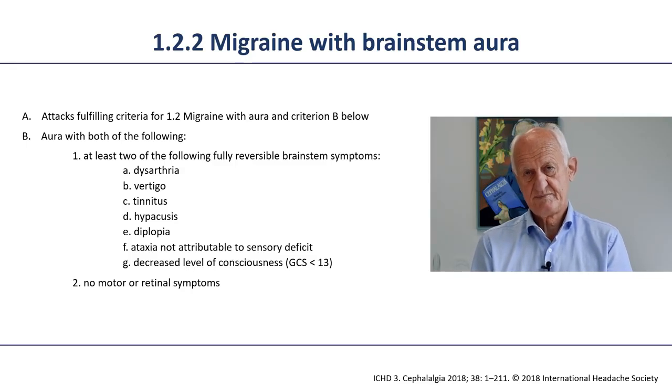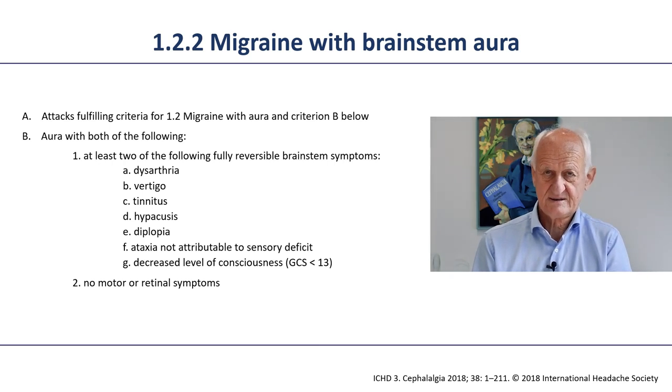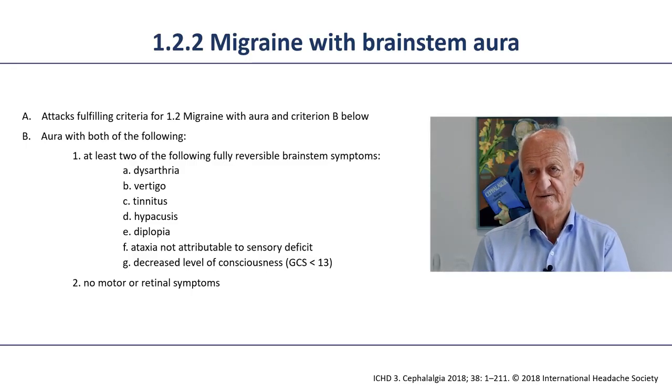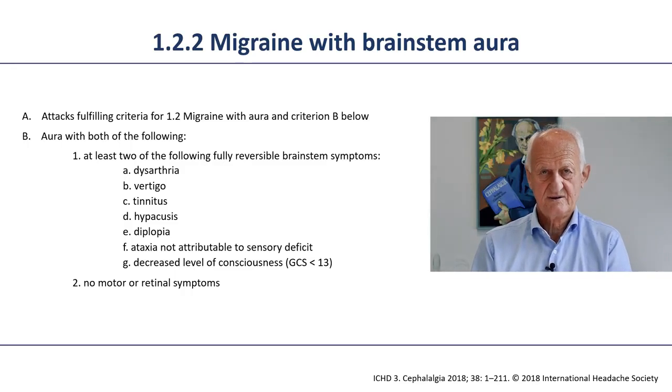But the recent paper made it likely that it does exist as an entity. But at the same time, there are many studies showing that the criteria shown here are too open. So at least when patients are diagnosed by interviewers, there are far too many who fulfill these criteria, and it will appear that migraine with brainstem aura is quite a common type of migraine with aura.